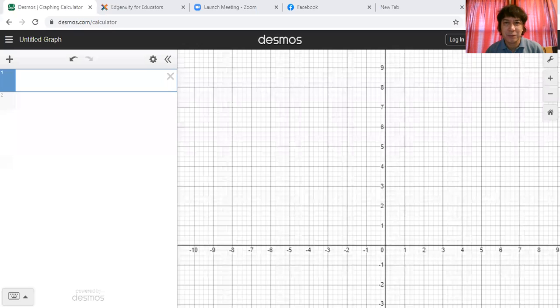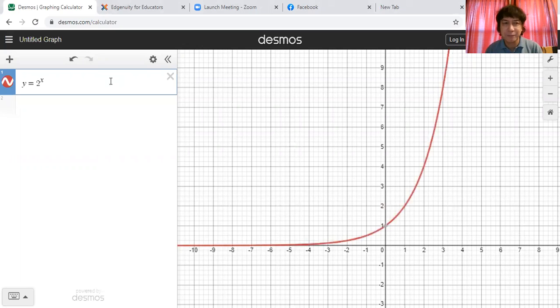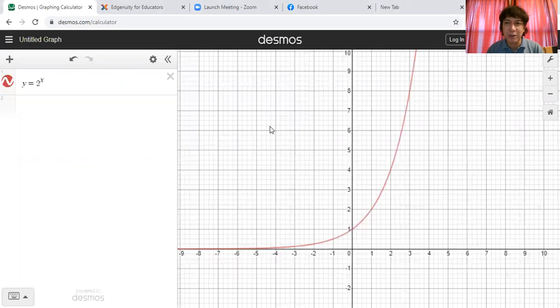Let us try to see our basic examples using desmos.com. Let me provide one exponential function equation. This is y equals 2 raised to x, and see how it looks there. You can see it from the screen. This is what you call exponential growth.